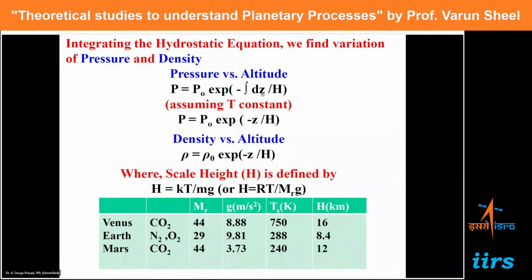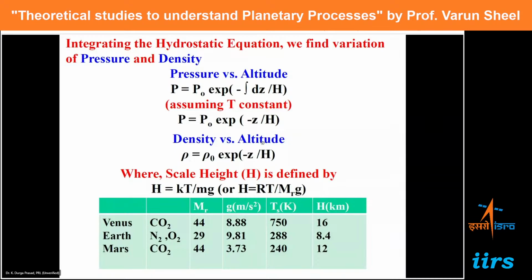We can take this hydrostatic equation and integrate it. Assuming the temperature is constant, we get an equation like this: P equals P naught exponent of minus Z by H. If we look at density versus altitude, you get this kind of variation, because pressure and density are interrelated. So you get rho equals rho naught exponent to the power of minus Z by H.